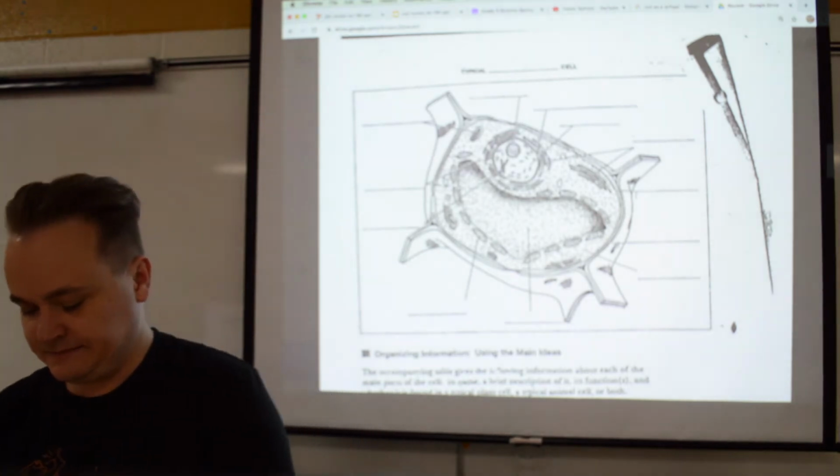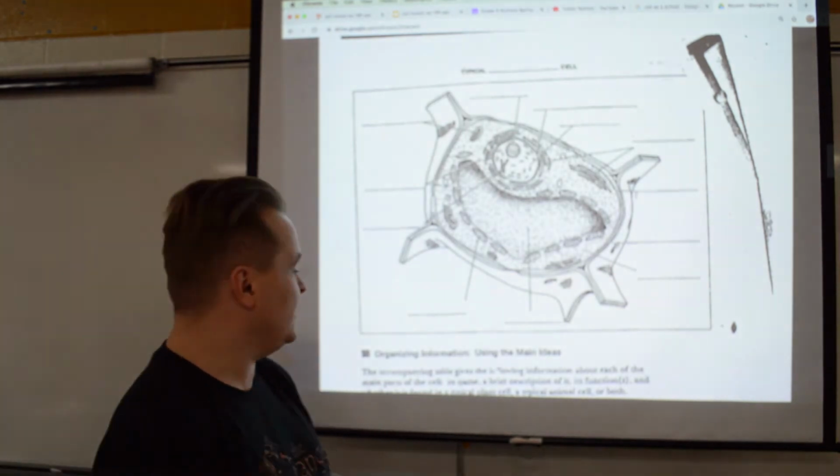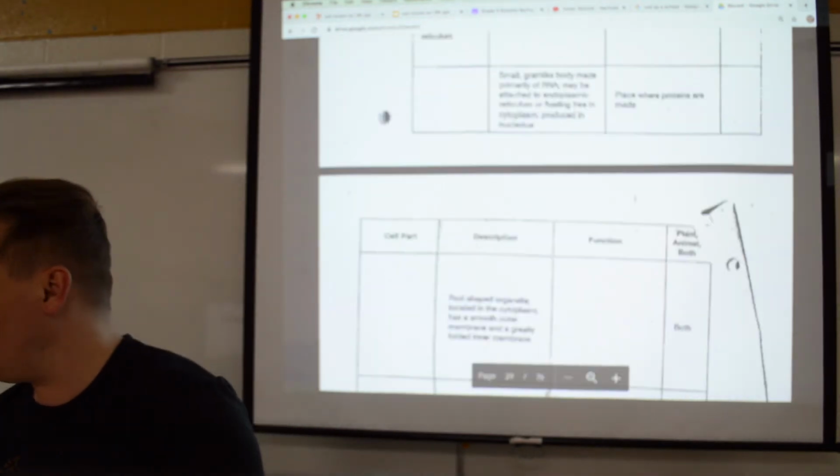Moving down, you can pause this section if you want because there's a lot of information. So here we go.